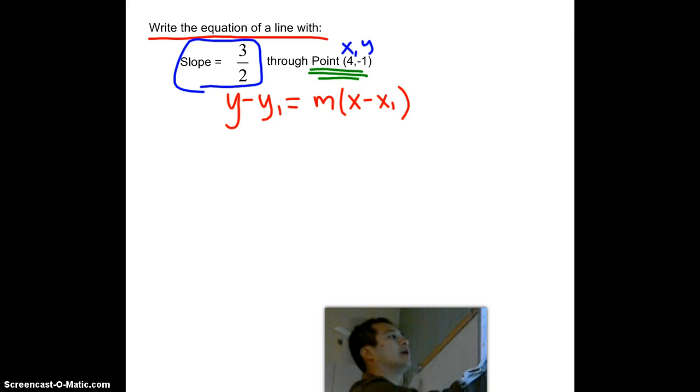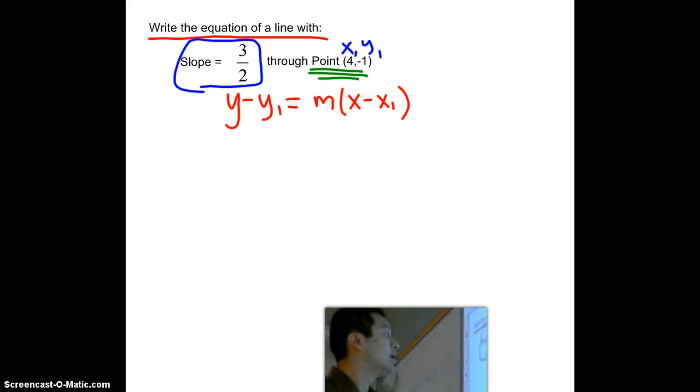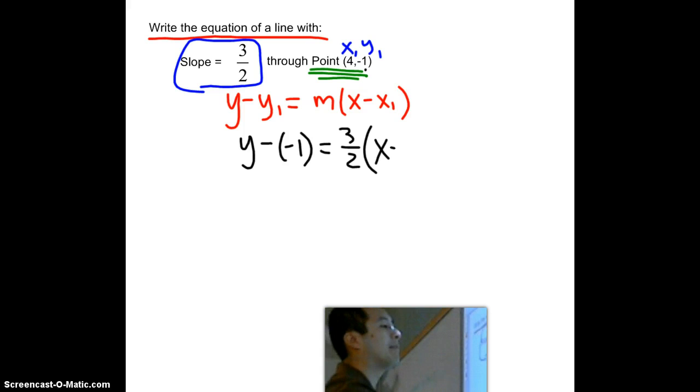We'll call it x1, y1. Just plug it in. Y minus y1. Look over here. Where's my y1? Right here. It's going to be a negative 1. Equals m. Where's my m? 3 halves. X minus x1. What's my x1? 4.